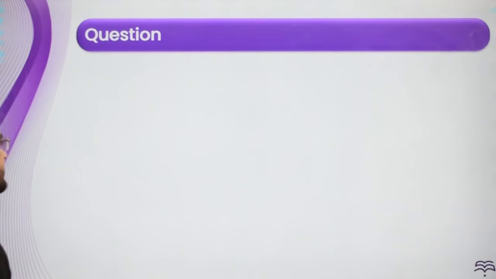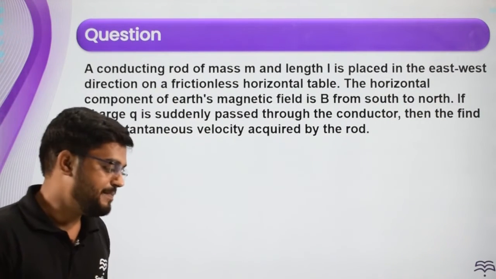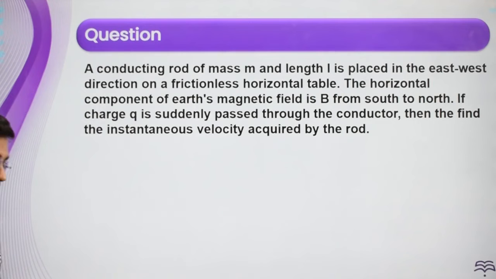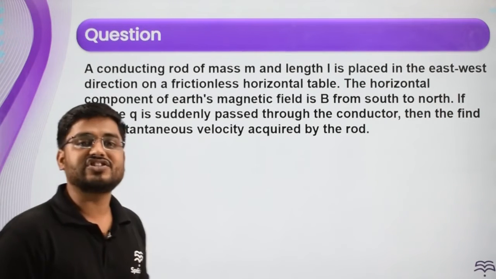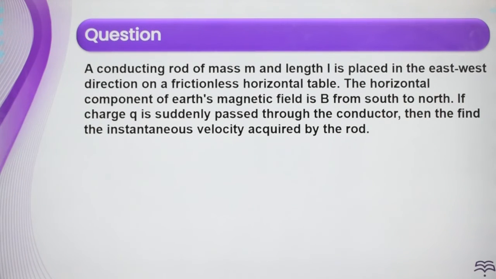Now let us discuss this question. This question says that a conducting rod of mass m and length L is placed in the east-west direction on a frictionless horizontal table. The horizontal component of Earth's magnetic field is capital B from south to north. If charge capital Q is suddenly passed through the conductor, then find the instantaneous velocity acquired by the rod.